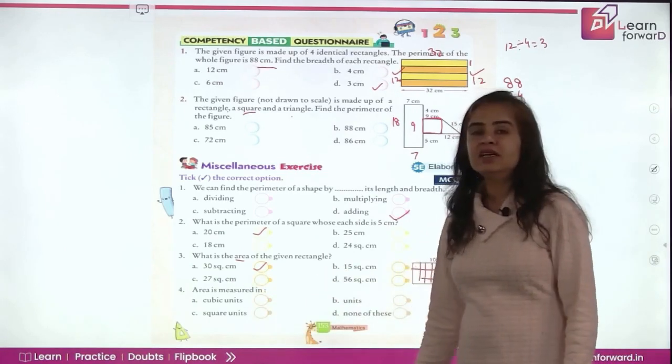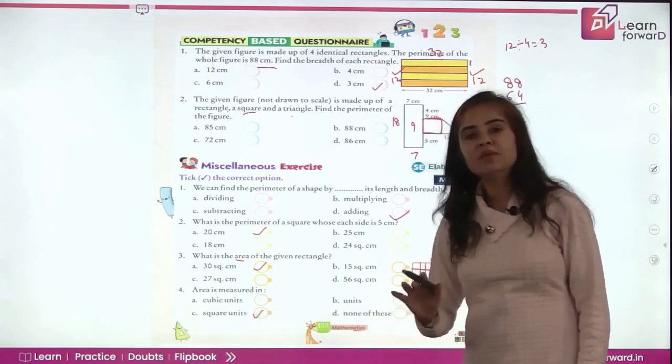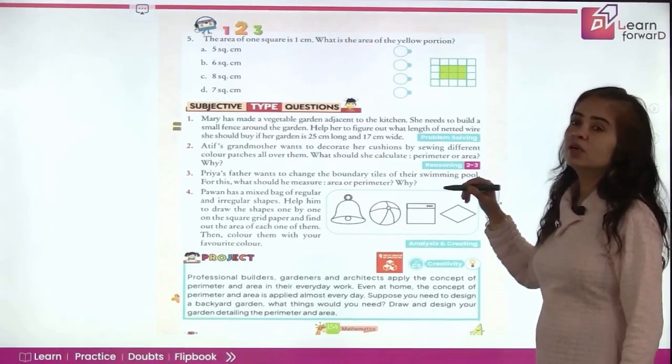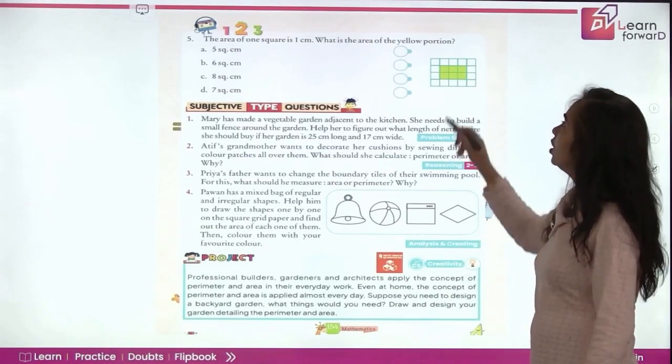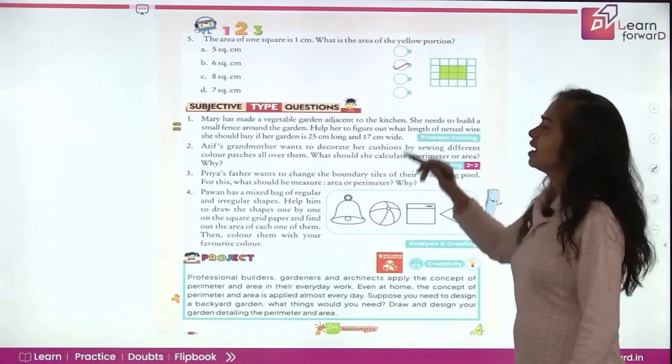Area is measured in square units and perimeter is measured in simply units, children. Area of one square is 1 square centimeter. What is the area of the yellow portion? 6 square centimeters, because 6 are shaded here.